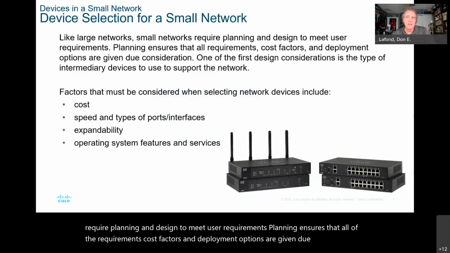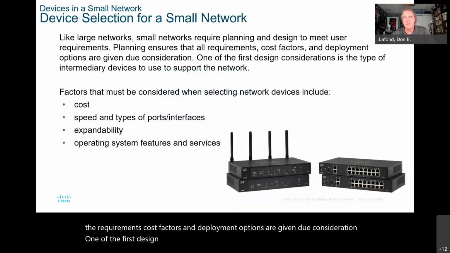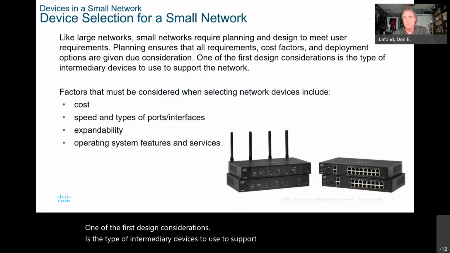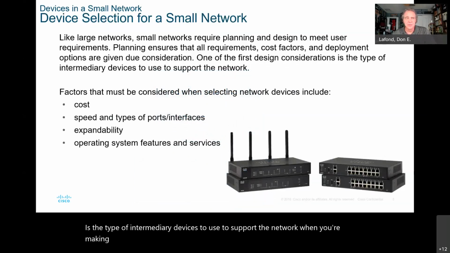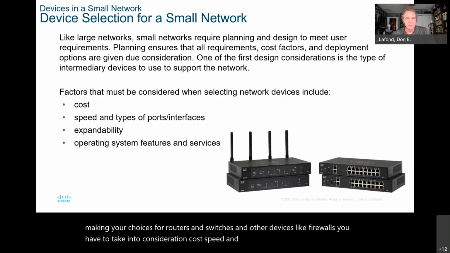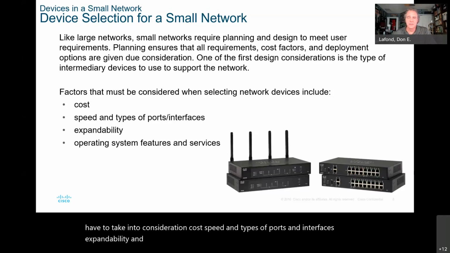One of the first design considerations is the type of intermediary devices to use to support the network. When you're making your choices for routers and switches and other devices like firewalls, you have to take into consideration cost, speed, types of ports and interfaces, expandability, and operating system features and services.